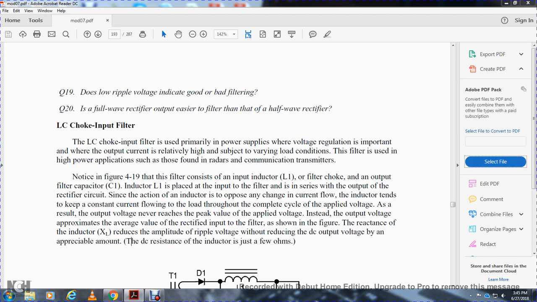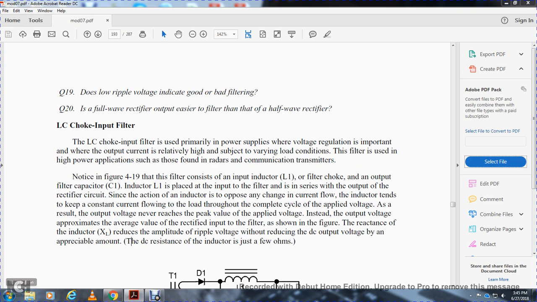The action of the inductor is to oppose any change of the current flow. The inductor tends to keep a constant current flowing through the load through the complete cycle of the applied voltage. As a result, the output voltage never reaches the peak value of the applied voltage. Instead, the output voltage is approximately the average value of the rectified input voltage shown in this figure.